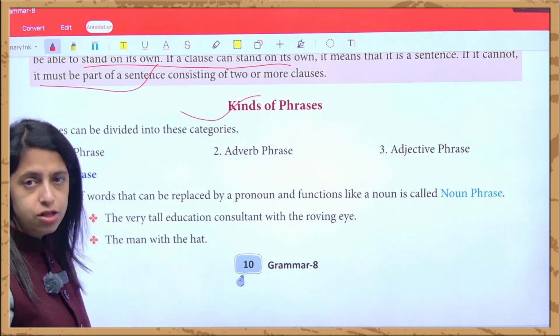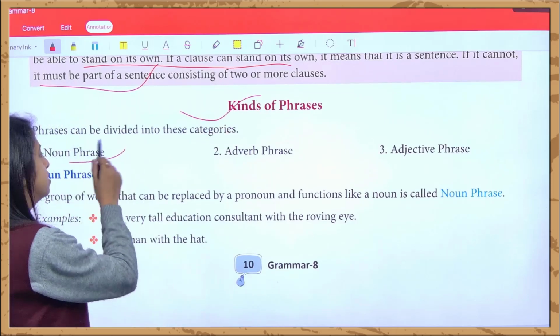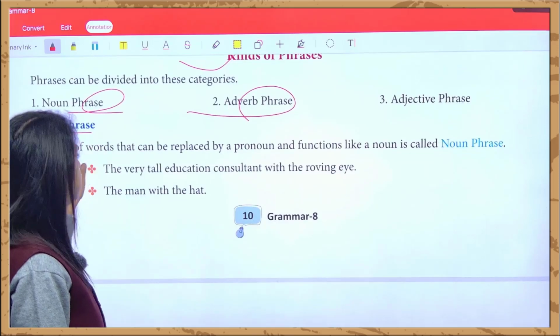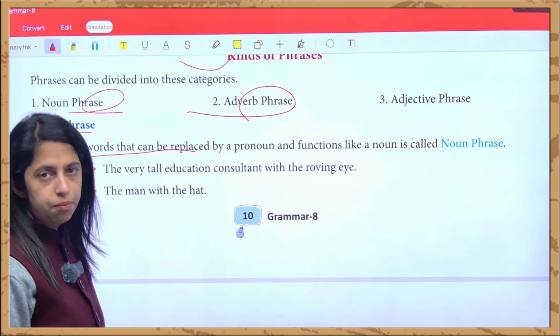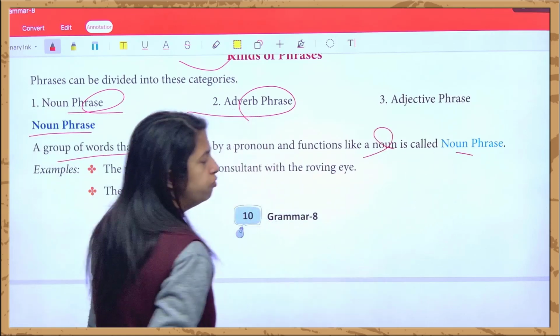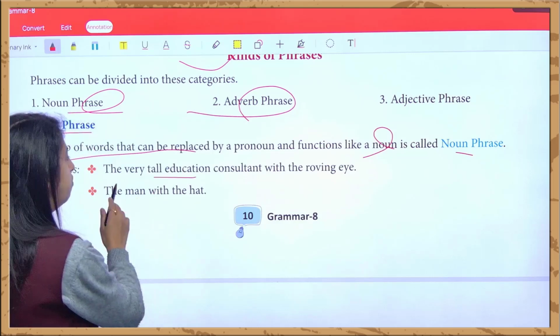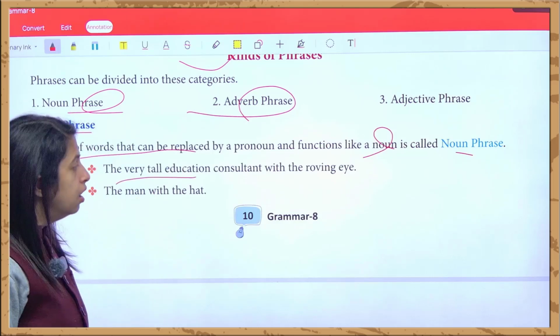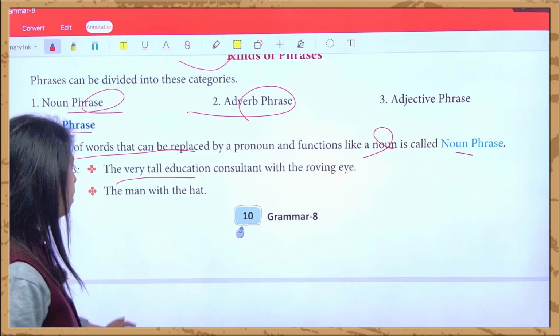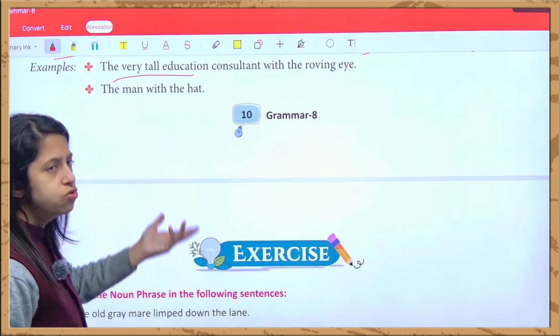First, the kinds of phrases that we'll be studying are the noun phrase, adverb phrase, and adjective phrase. A noun phrase is a group of words that can be replaced by a pronoun. जो कि noun से replace हो सकता है and it will function like a noun, इसलिए noun phrase है, right? Next is the very tall education consultant with the roving eye. The very tall education consultant with the roving eye, the man with the hat. These all are the examples.